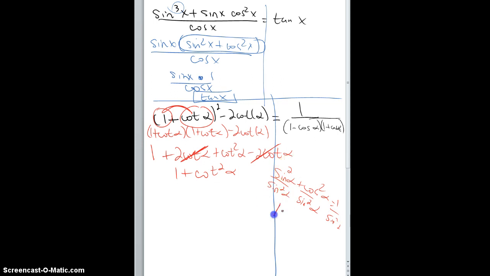So these guys would give me a 1. Here, again, that's the definition of cotangent squared. And this guy would be what? Cosecant squared of alpha. All right, so at this point, I get cosecant squared of alpha. And we're like, okay, but I still need to get this. Well, how can I get stuff in the denominator with this?